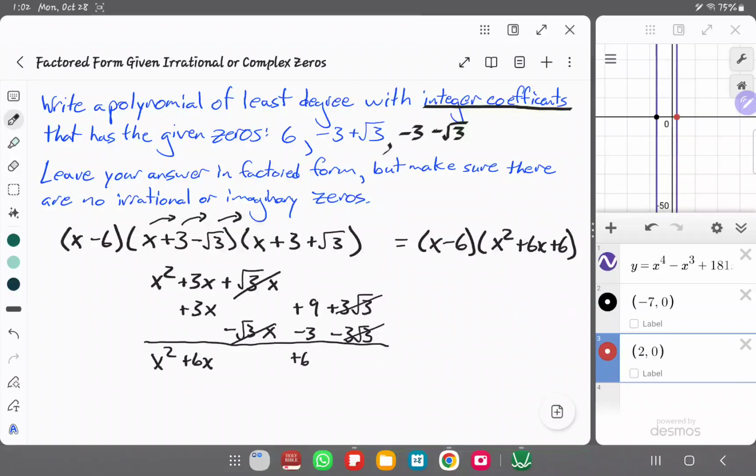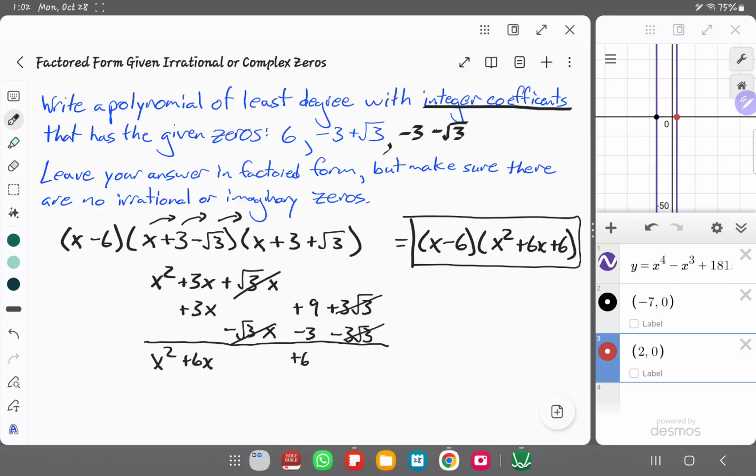But since it said I could leave it in factored form, this would be factored form without the irrational or imaginary zeros. There's no roots, there's no i's. All the coefficients would be integers, there's no fractions. So I could actually call this good. If they didn't want your answer in factored form, I'd have to do one more multiplication that multiplies those all the way out. But since they said I can leave it in factored form, this is good enough. So we'll go ahead and leave that there.